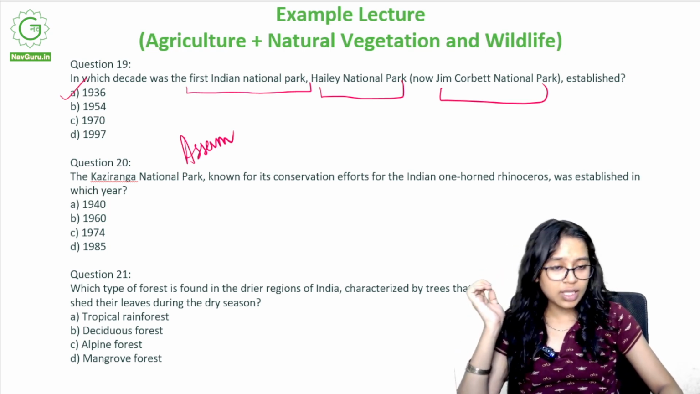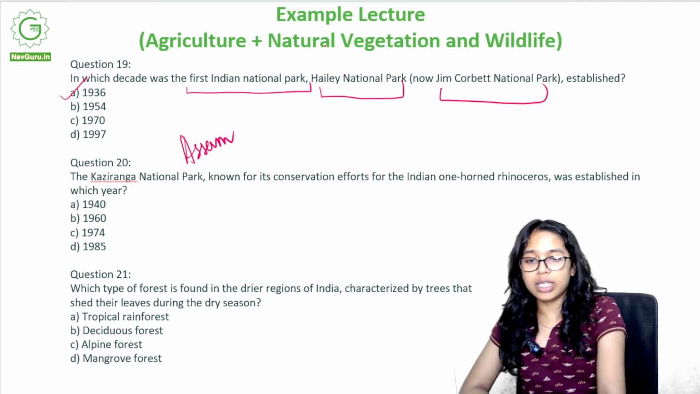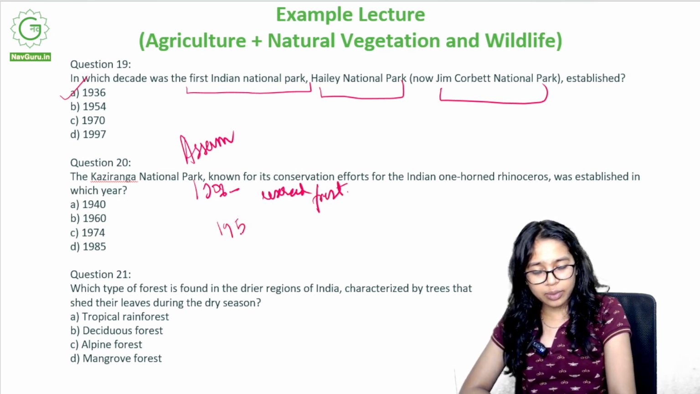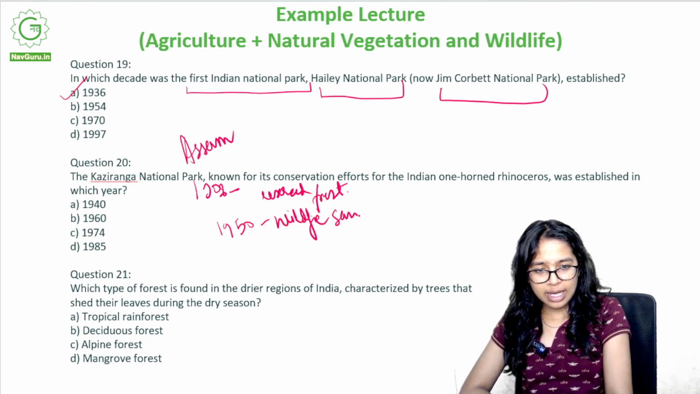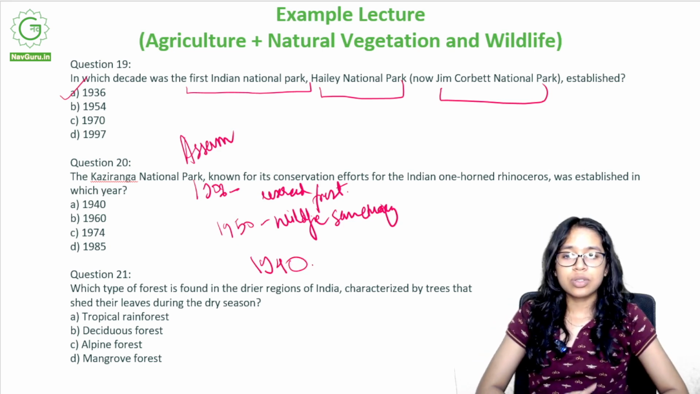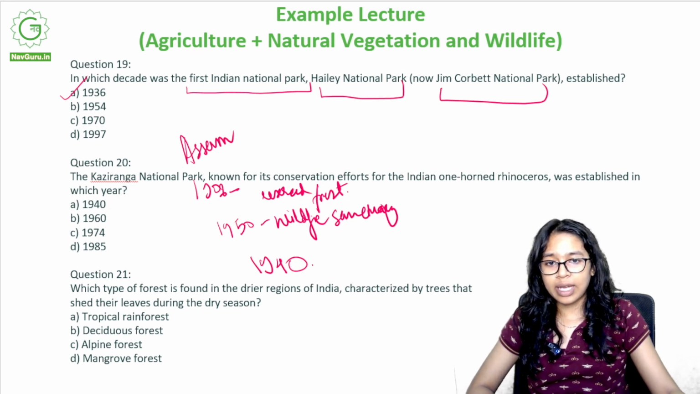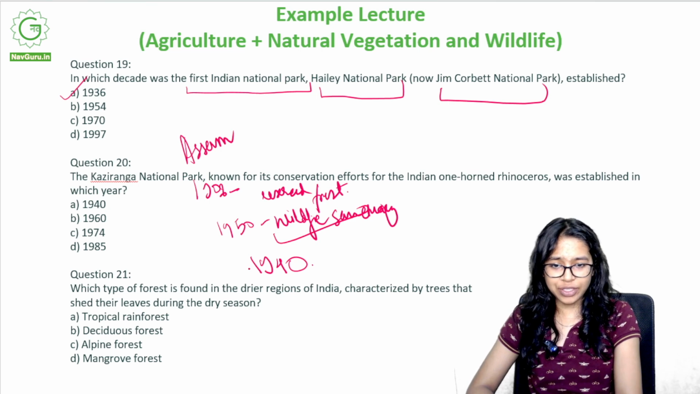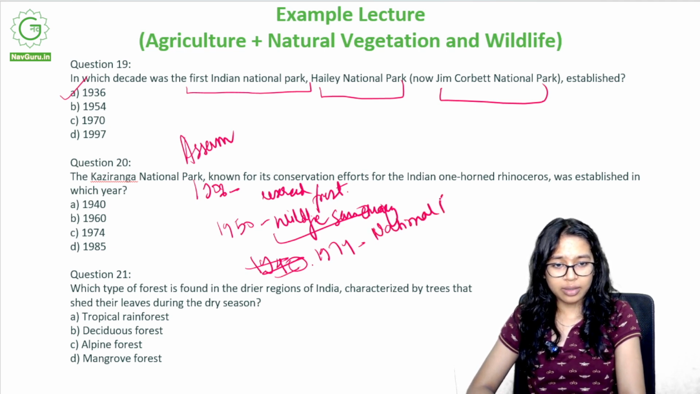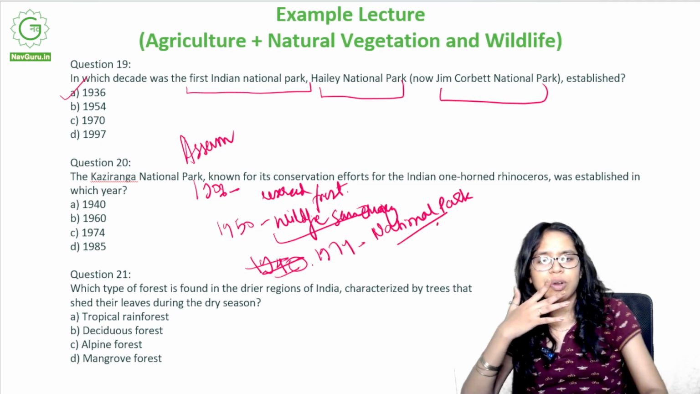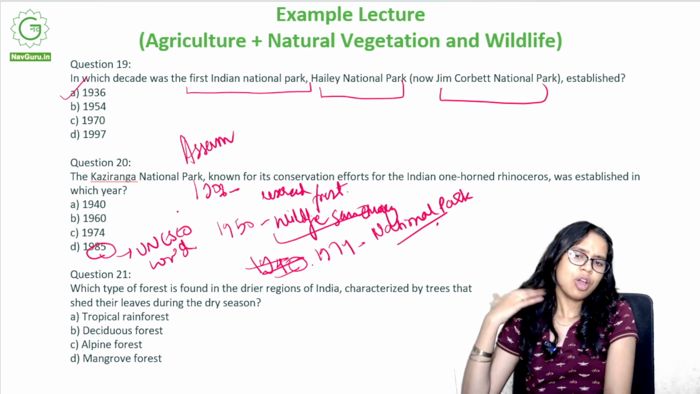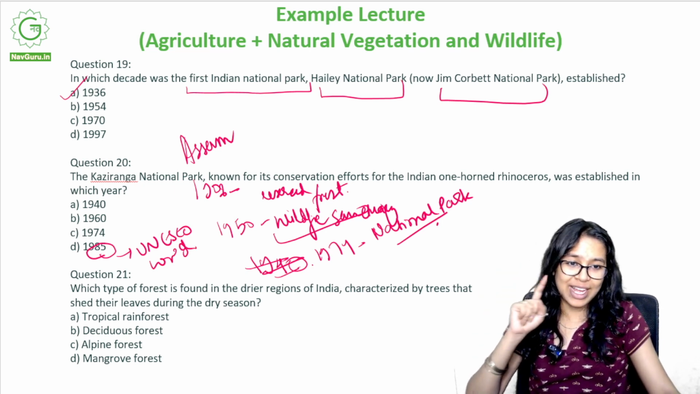So, Kaziranga has a little story to it. In 1908, it was declared a reserved forest area. Then in 1950, it was declared a wildlife sanctuary. And then in 1974, it was given the title of a national park. Alright, and in 1985, if I'm not wrong, it was named a UNESCO World Heritage Site, but that could be wrong information. So let's just check into that one.